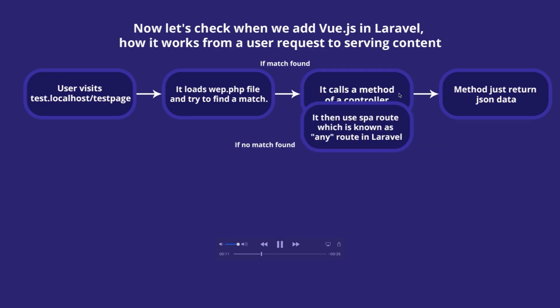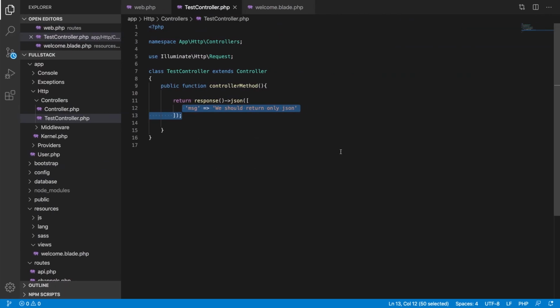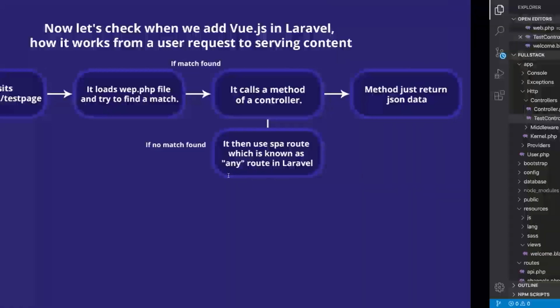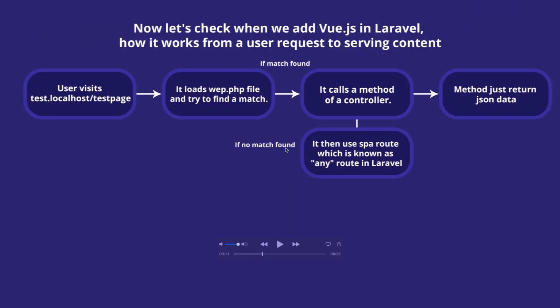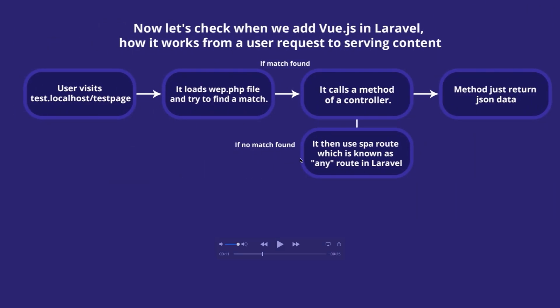In case a match is not found, let's say we have written anything here instead of new, we would get a 404 error, because nothing has matched. So if no match is found, in order to avoid showing a 404, we will actually send the welcome blade in this case. A little bit different from the first setup. It then uses a spa route, which is known as the any route in Laravel.